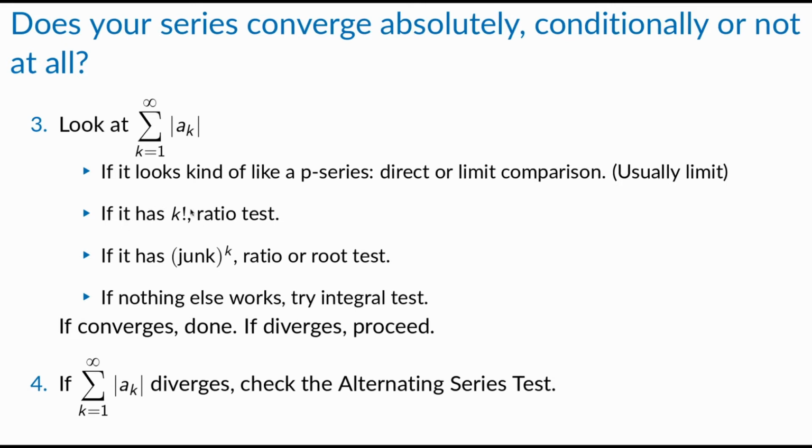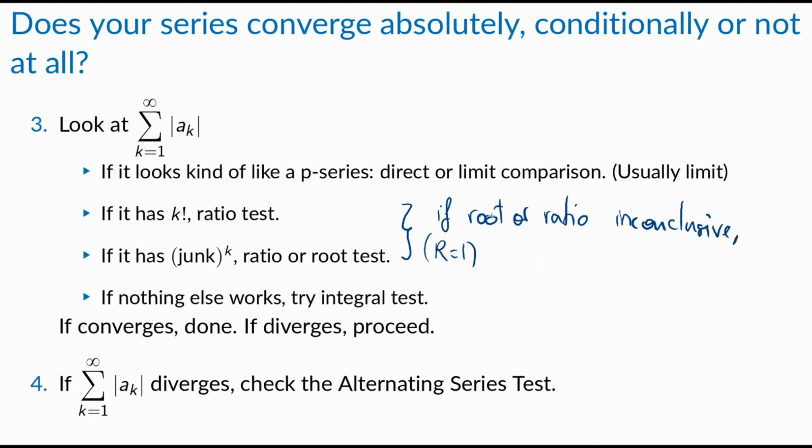If you have something that has some k factorial junk in it, I would recommend the ratio test. If it has junk to the power k, then you want to use either the ratio or the root test. Now let me point out, if root or ratio is inconclusive, that means that quantity we called big R was equal to 1, don't bother trying the other one.